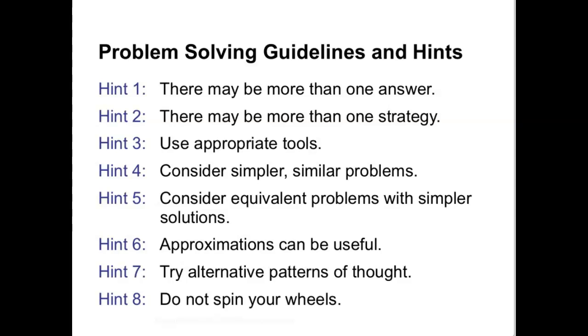Number 5 is kind of similar. Consider equivalent problems with simpler solutions. Number 6, approximations can be useful. Number 7, alternative patterns of thought. And then number 8, don't spin your wheels. Sometimes it just takes going for a walk, getting your mind off it, then coming back to it.